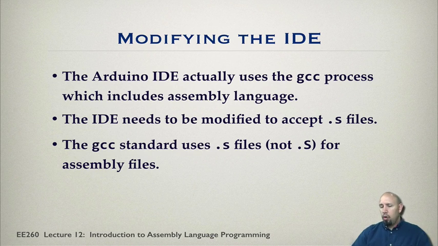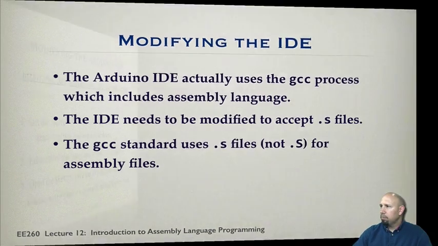And so in order to actually incorporate assembly language directly, the IDE needs to be modified in order to accept assembly language files, .s files. The GCC standard uses .s files, not .S files, for assembly files. So we're going to go with the GCC standard that uses the .s files. Okay, so we need to modify the IDE to be able to accept these files to be incorporated when you do your build, when you have a program and you want to build it and load it onto your Arduino.